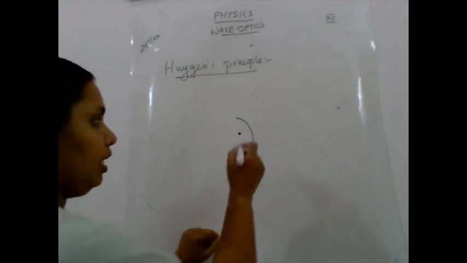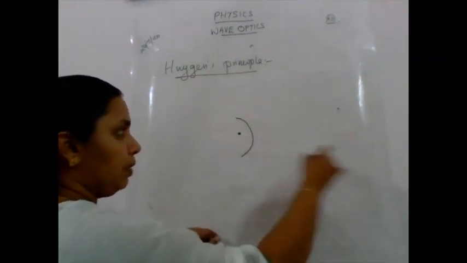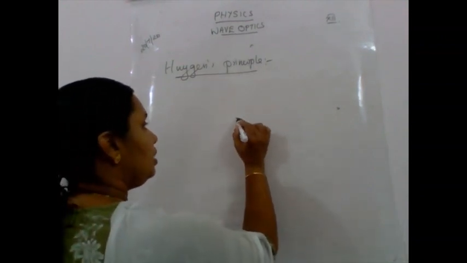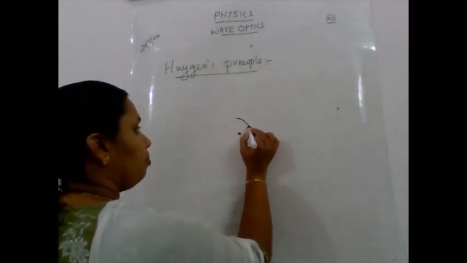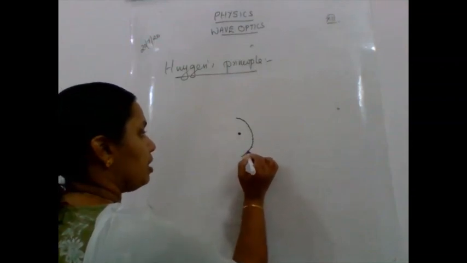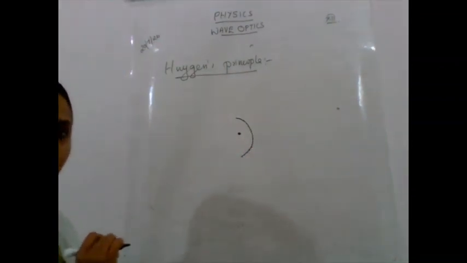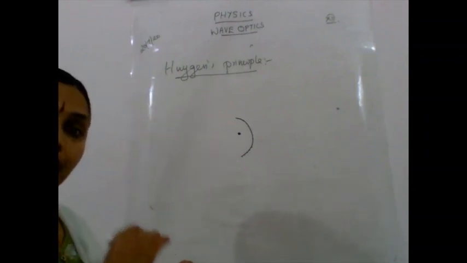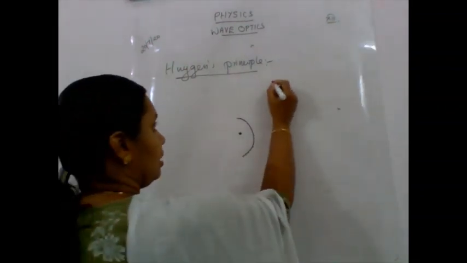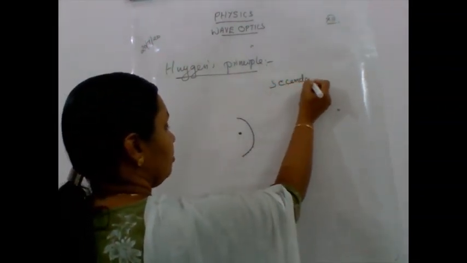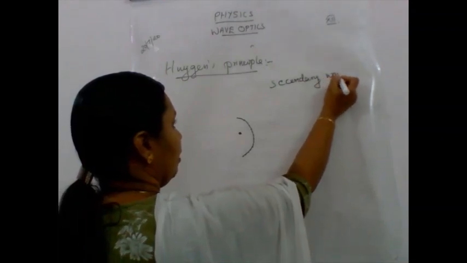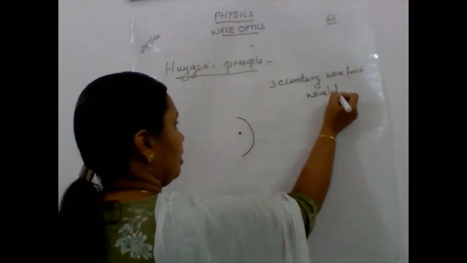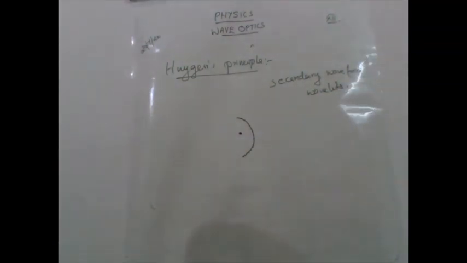We have a wavefront, and this is the direction of propagation, perpendicular to any point. According to Huygens principle, each point here, and there are n number of points, isn't it? According to Huygens principle, each point on this wavefront is a source of the next wavefront, and that is known as the secondary wavefront, or the wavelets. We call it the wavelets, secondary wavefront or wavelets.